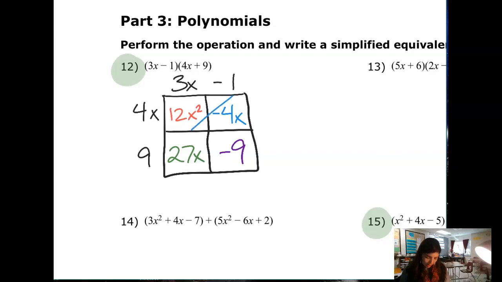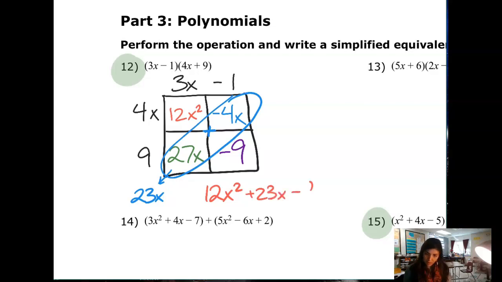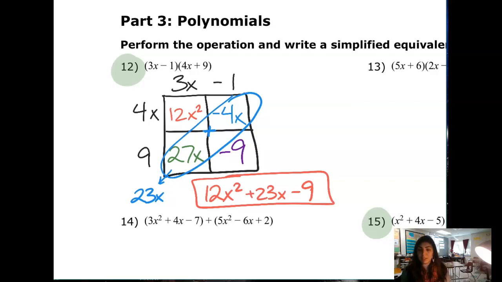My like terms are here on my diagonal. And since there's a little cross in the middle of them, we remember that we're going to add these. 27x plus -4x is 23x. To write my final polynomial answer here, I'm going to take the top corner, 12x squared, all of my combined like terms, plus 23x, and my constant of -9, and create my polynomial answer. That's the product when we multiply 3x minus 1 times 4x plus 9.